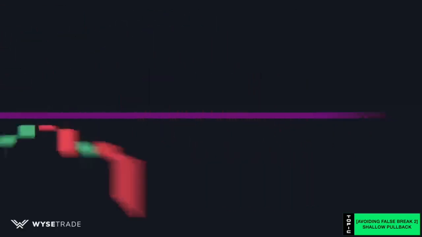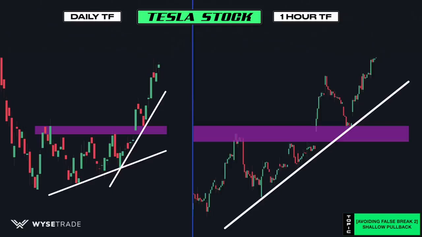Now this same setup occurred on the Tesla stock as well. On the left is the Tesla daily time frame. You have your resistance zone here. Price then breaks through the key resistance level.